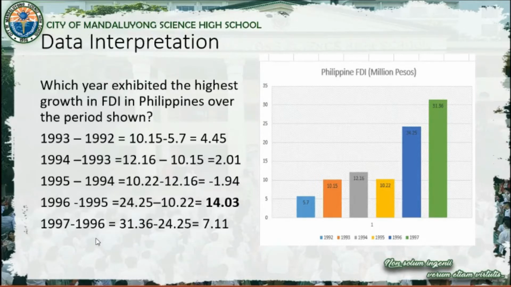1995 minus 1994, 10.22 minus 12.16, that is equal to negative 1.94. In 1996 minus 1995, so 24.25 minus 10.22 equal to 14.03. 1997 minus 1996, so 31.36 minus 24.25, that is equal to 7.11. So based on the given computation, we can decide the highest year or the highest growth. So that is 1996. That is equal to 14.03. So if we will compare the other years.